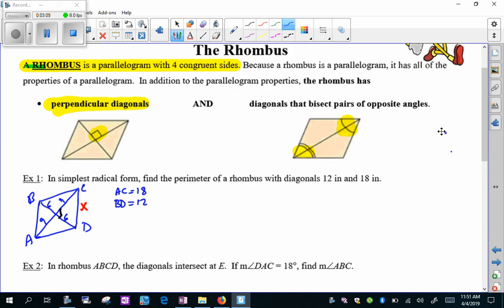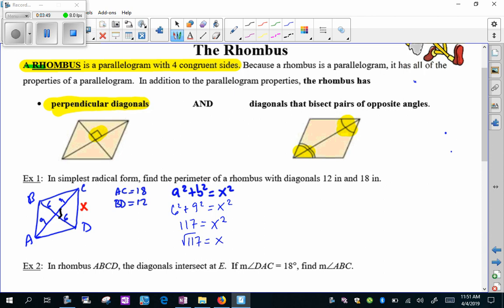So I'm going to have a squared plus b squared equals x squared. Okay, there we go. All right, so I'm going to have 6 squared plus 9 squared equals x squared. Okay, when I put that in my calculator, I get 117 equals x squared. So I need the square root of 117. All right, that's going to equal x.